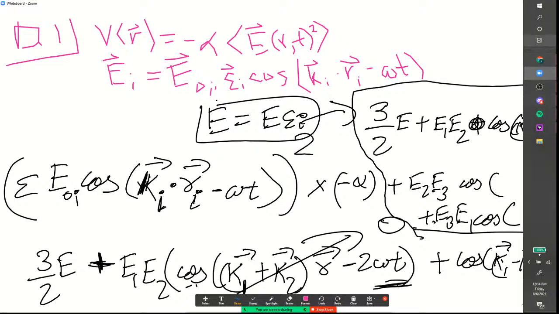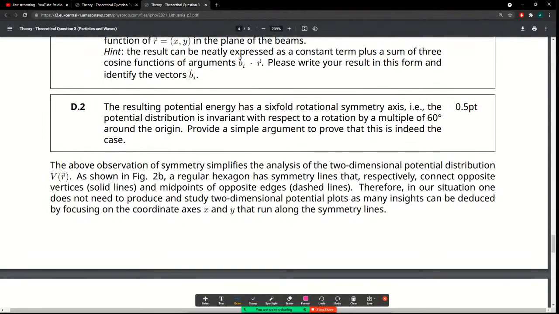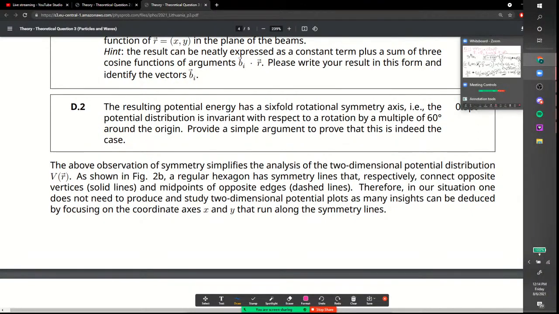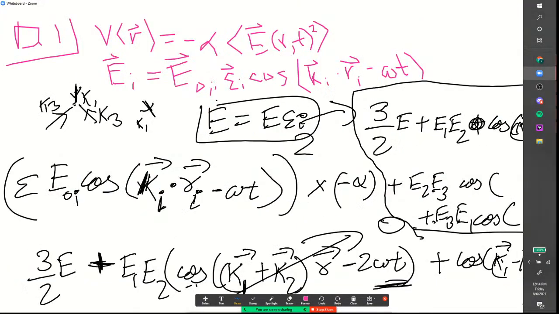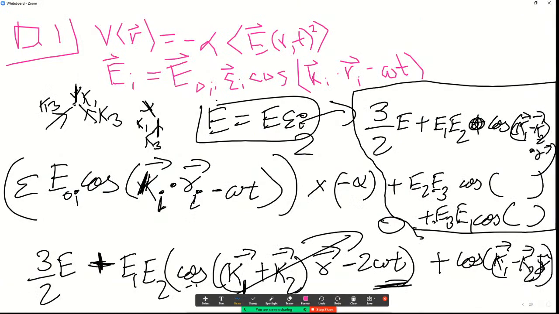Okay, wait. So we had K1 here, K2 here, and K3 here. So they are asking us to rotate it by 60 degrees. That would become K1 here, K3 here, and K2 here. And let this point be R vector. Okay, so K1, K2, K3 are just the same thing, but relabeled.